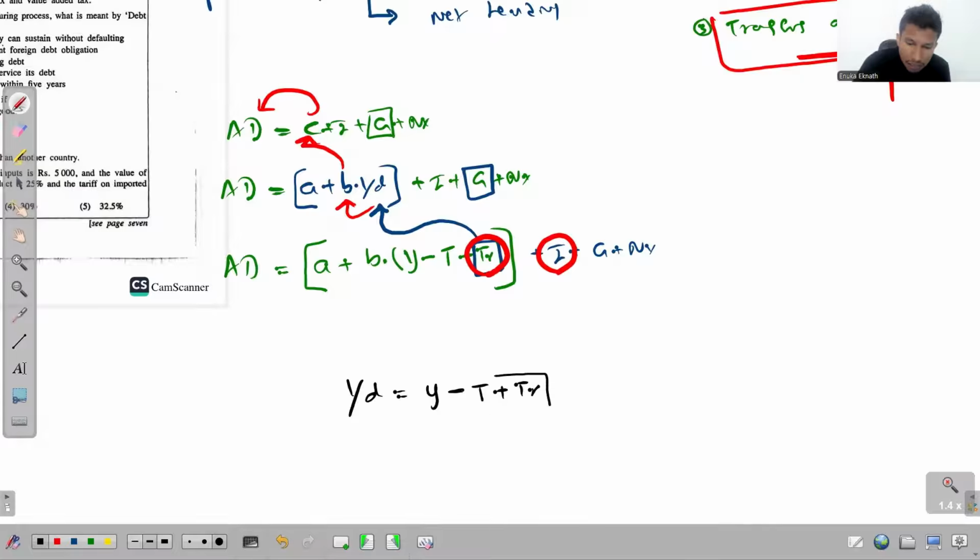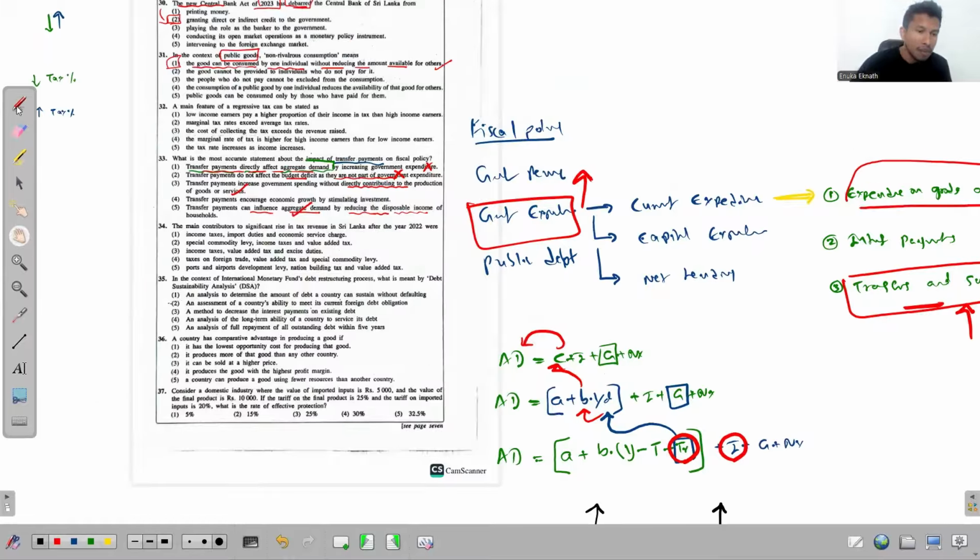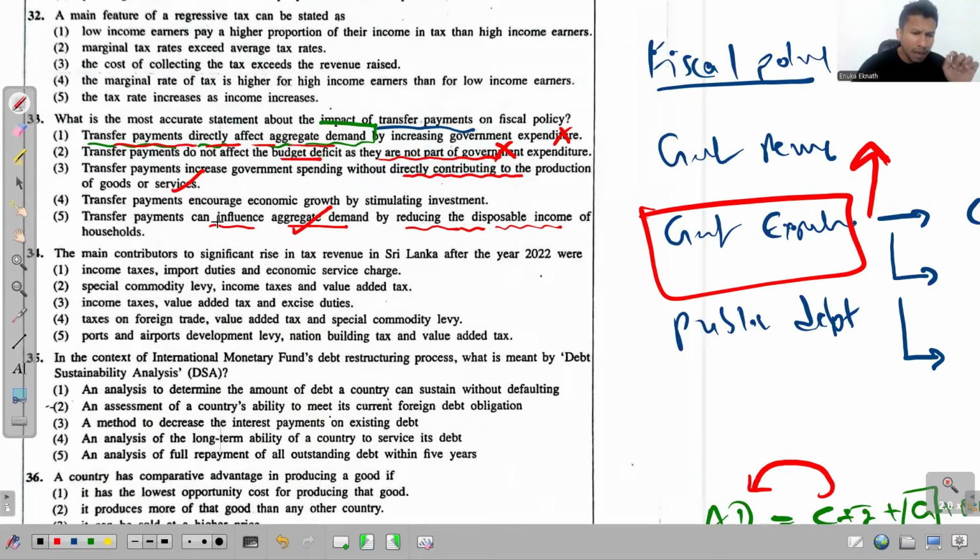See, that's a positive value in the calculation of disposable income. So when transfers get increased, what happens to the disposable income? It also gets increased. But the question says something different. The statement given to us is that transfer payments can influence aggregate demand. Yes, true, that will have an indirect influence. But the second part, reducing the disposable income of households. No, it increases the disposable income of households. So the second part is wrong.